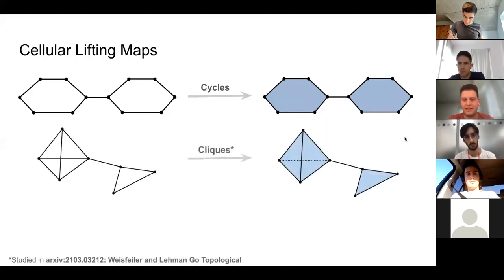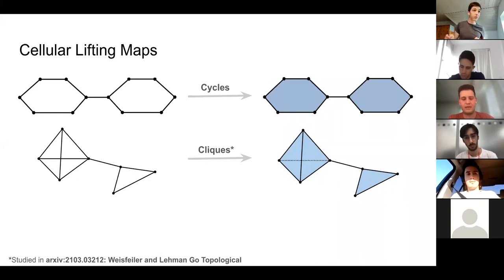Another example that we examined in our previous work was based on cliques. Each clique in the graph on the left produces what's called a simplex on the right. So you have a filled triangle on the right and a tetrahedron. You should imagine this tetrahedron as an actual solid surface with stuff inside it. That's also a good example of a three-dimensional cell, but generally we're going to stay in 2D.